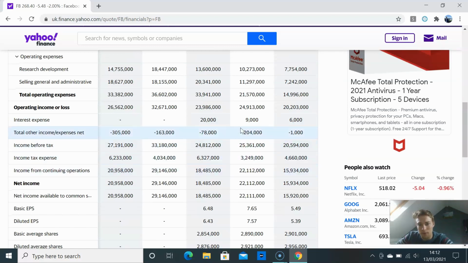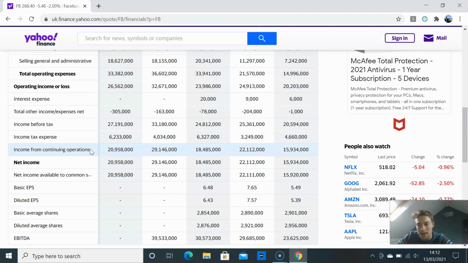And here we have all the extra costs afterwards, so the interest expenses on paying back their debts and stuff like that, and all the taxes. And so here we go at the end. This is net income, and this is pretty much what it means when it says earnings. So the take-home pay, what the company gets at the end of everything after taxes and everything.